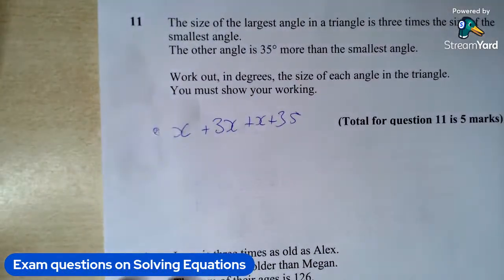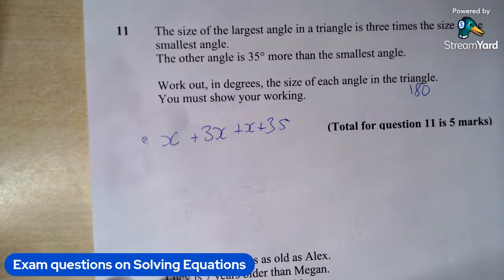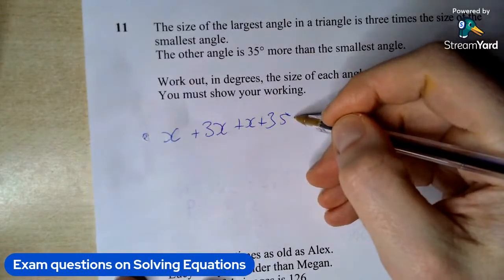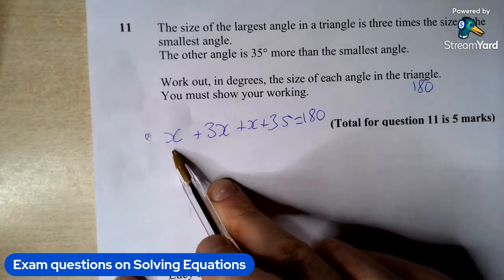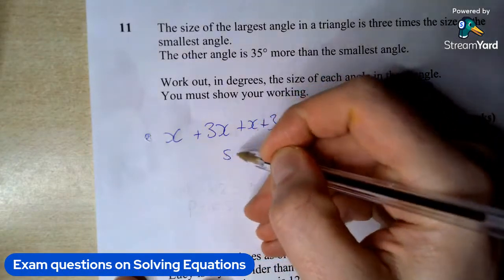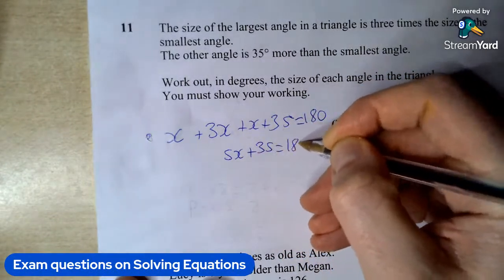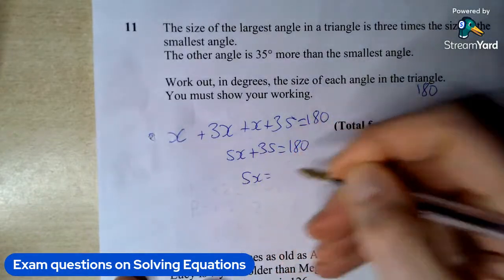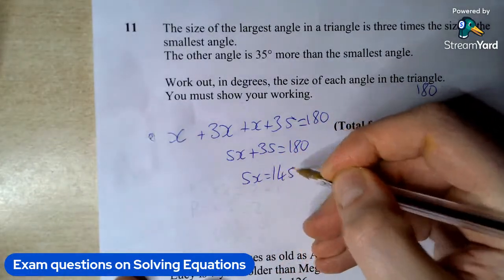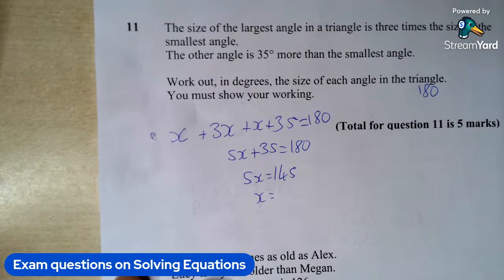And then how many degrees in a triangle? 180. Right. And that's your starting point there. So then that would equal 180 degrees. And then you would simplify it. So then that'll be 5x plus 35 equals 180. And then take that away from that. So 5x equals 145. Then x is 145 divided by 5. Just for speed, I'll use my calculator. 145 divided by 5 is 29.